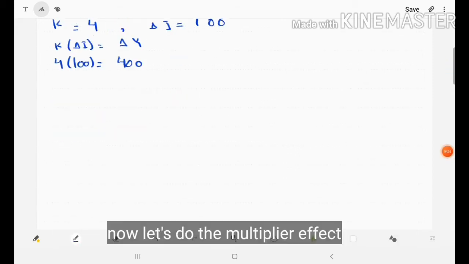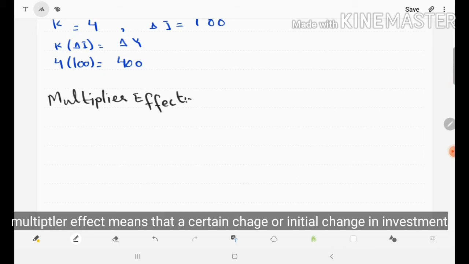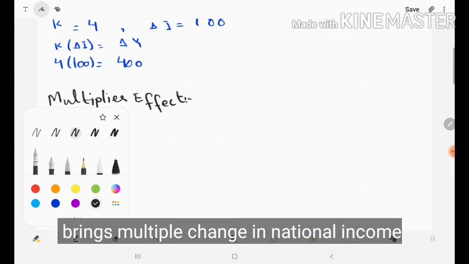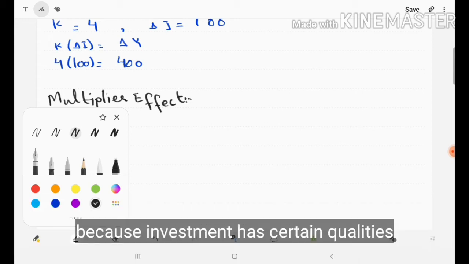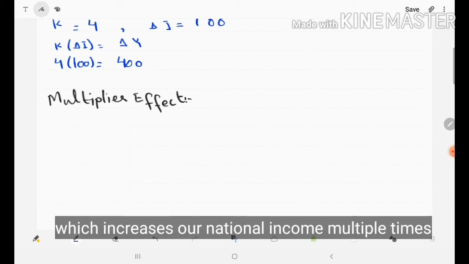Now let's look at the multiplier effect. The multiplier effect means that a certain initial change in investment brings a multiple change in national income. For example, if there is a change of 100 in investment, it will bring a change of more than 100 in the national income, because investment has certain qualities which increase our national income multiple times.